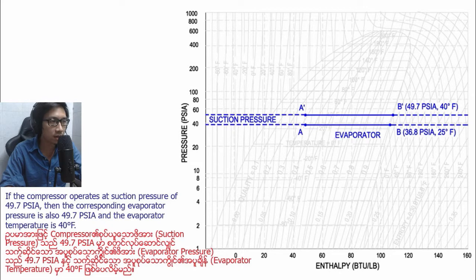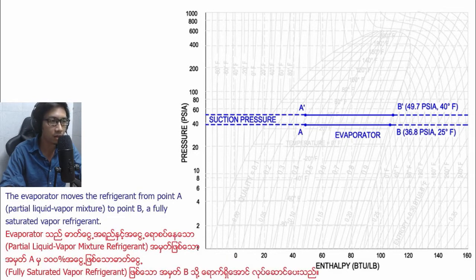If the compressor operates at a suction pressure of 49.7 psi, then the corresponding evaporator pressure is also 49.7 psi and the evaporator temperature is 40 degrees Fahrenheit. The evaporator moves the refrigerant from point A, a partial liquid vapor mixture, to point B, a fully saturated vapor refrigerant.